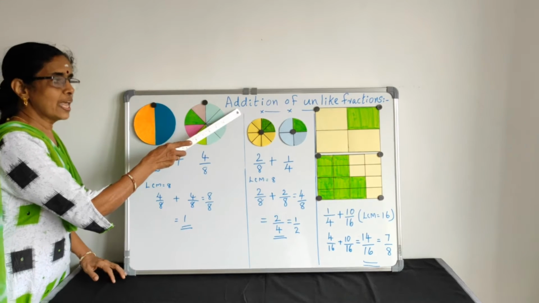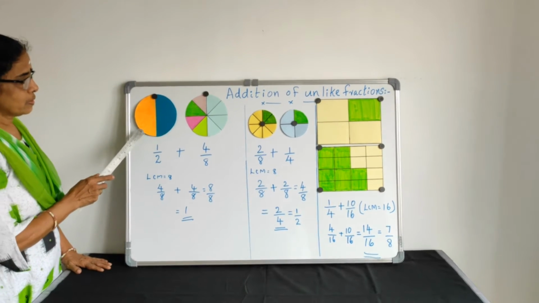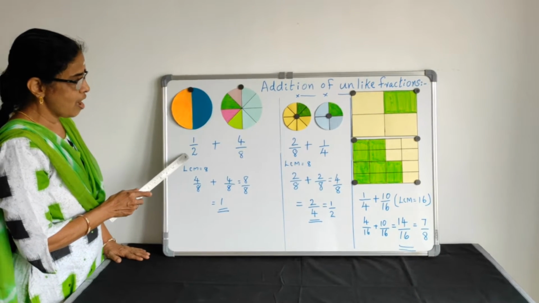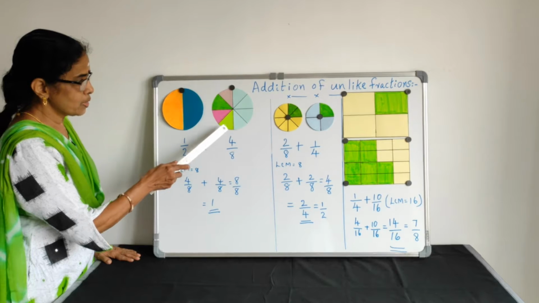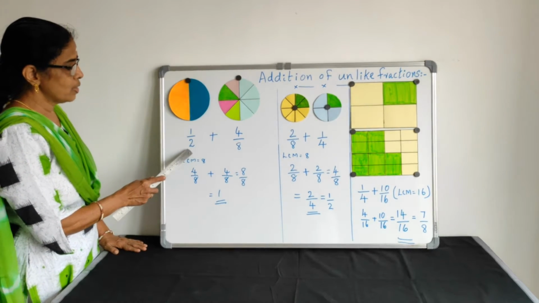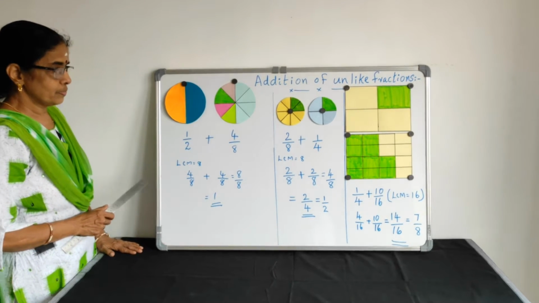Addition of unlike fractions. We are starting with simple examples. Look at the circle. The first one represents half. The second one represents 4 by 8. We are going to add 1 by 2 plus 4 by 8.